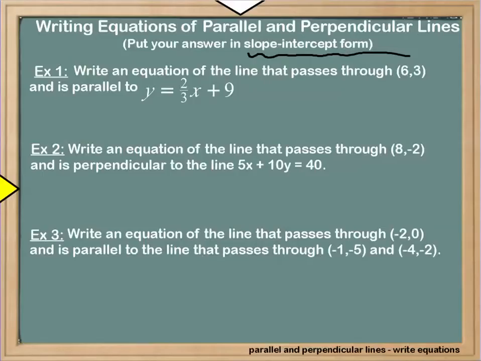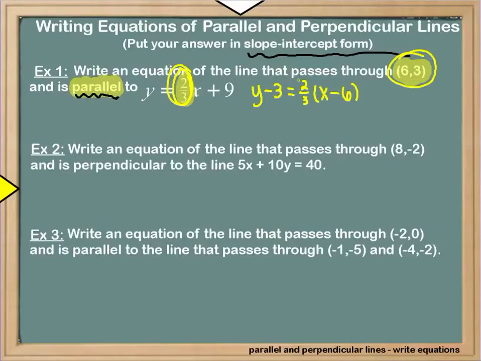Let's think about what they gave us in this example. They gave us a point of (6, 3). They also gave us the fact that we want our line to be parallel to the line y equals 2/3 x plus 9. Remember, parallel lines have the same slope. So, because the slope of this line here is 2/3, the slope of our line also needs to be 2/3. So we're going to incorporate that into point-slope form. I have my point, I have my slope. Plug it in. y minus 3 equals my m of 2/3 times x minus 6.